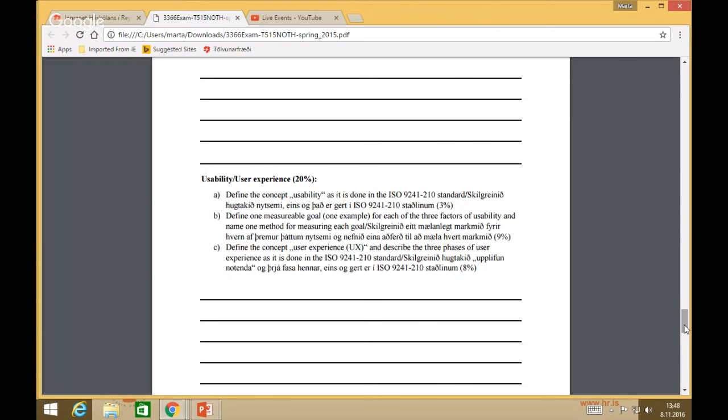So we've done B. Third, define the concept user experience and describe 3 phases of user experience as it's done in ISO, the same ISO standard. Whew. What do you think about this one then? Define the concept user experience. Right.